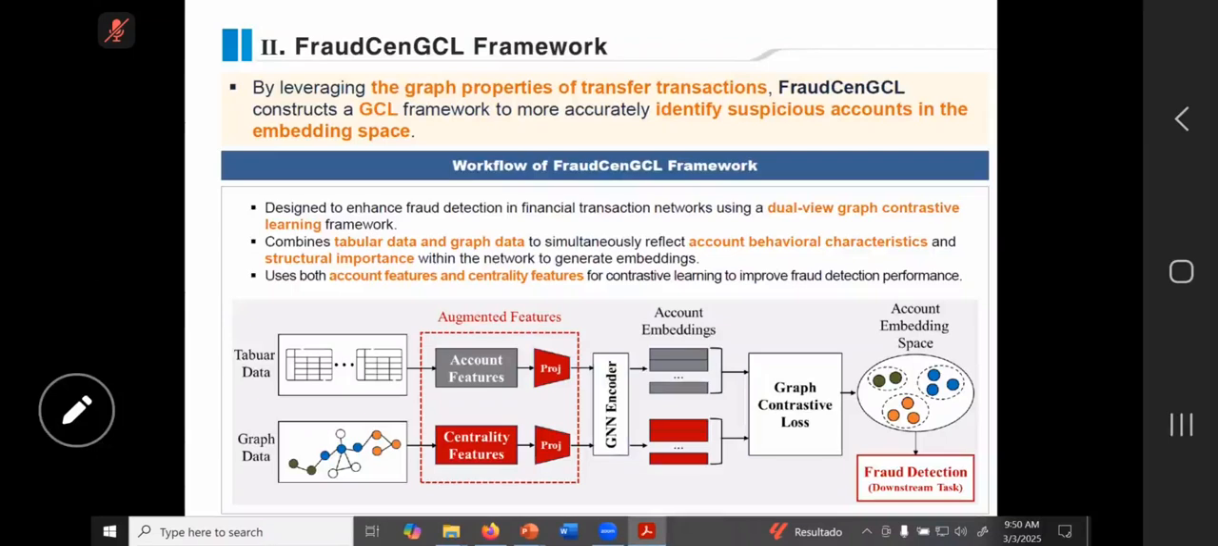Here in the second part, I'd like to introduce the FraudCenGCL framework. The workflow is explained here. On the left you can see the tabular data and the graph data. The augmented features are the account features and centrality features. They are projected through the graph neural network encoder, producing the account embeddings. Then they are used in the graph contrastive loss function. The account embedding space is optimized, which helps enhance the performance of fraud detection.